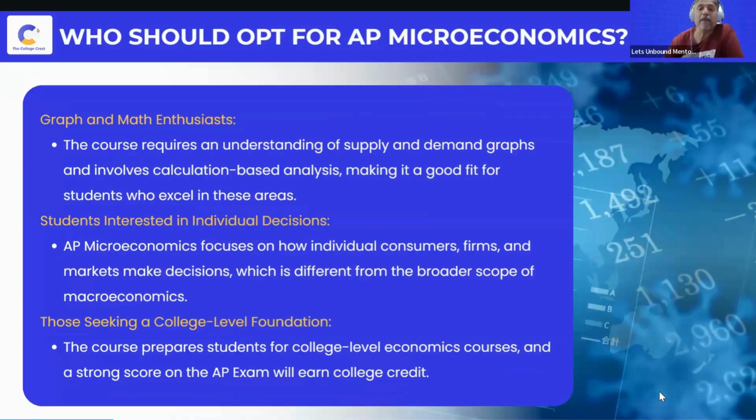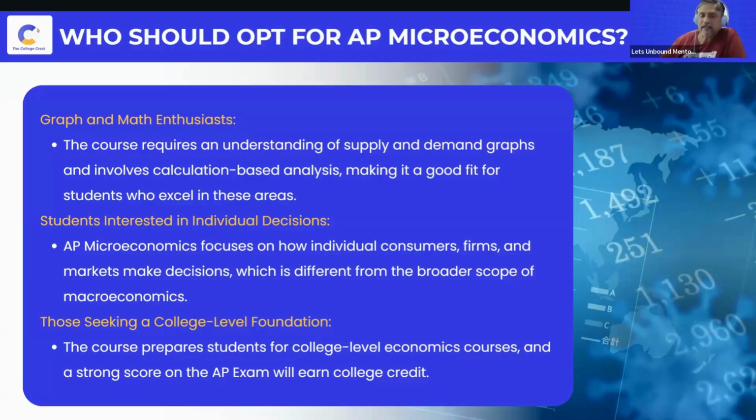Okay. Graph and math enthusiasts, sorry. The course requires a thorough understanding of concepts like supply and demand, the graphs between supply and demand, and it involves calculations which are based on analysis and graph-based analysis in particular, making it a good fit for students who are good at these areas.